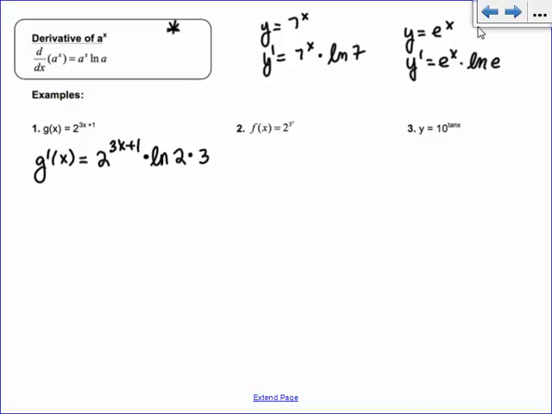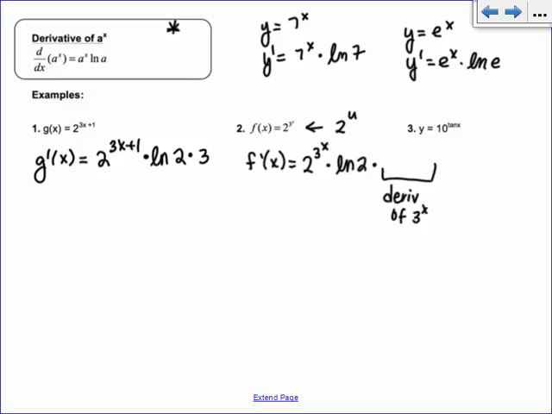All right, the next one, a little bit tricky. It's in the form 2 to the u. So when we take the derivative, we have 2 to the u, 2 to the 3x, times natural log of 2. But then what's the derivative of 3 to the x, of the u? 3 to the x times natural log of 3, exactly.